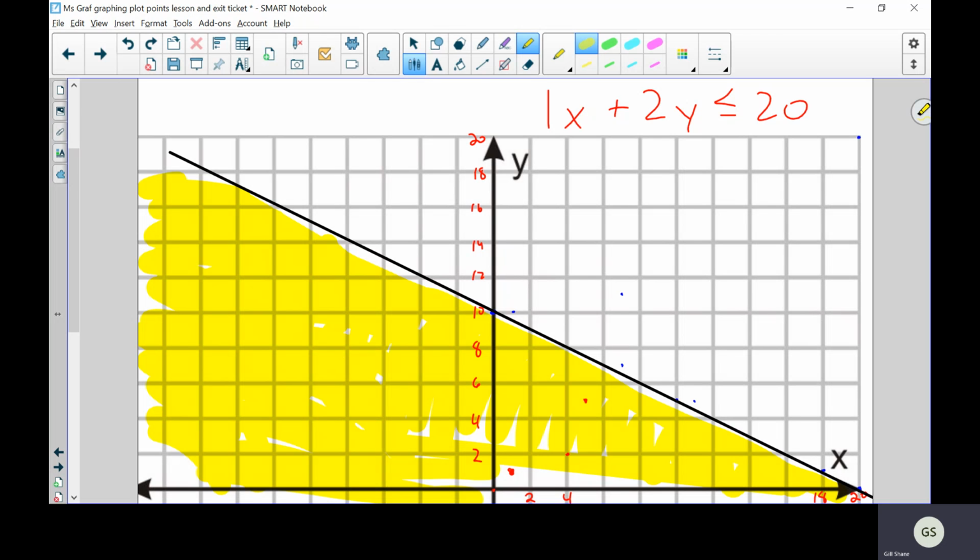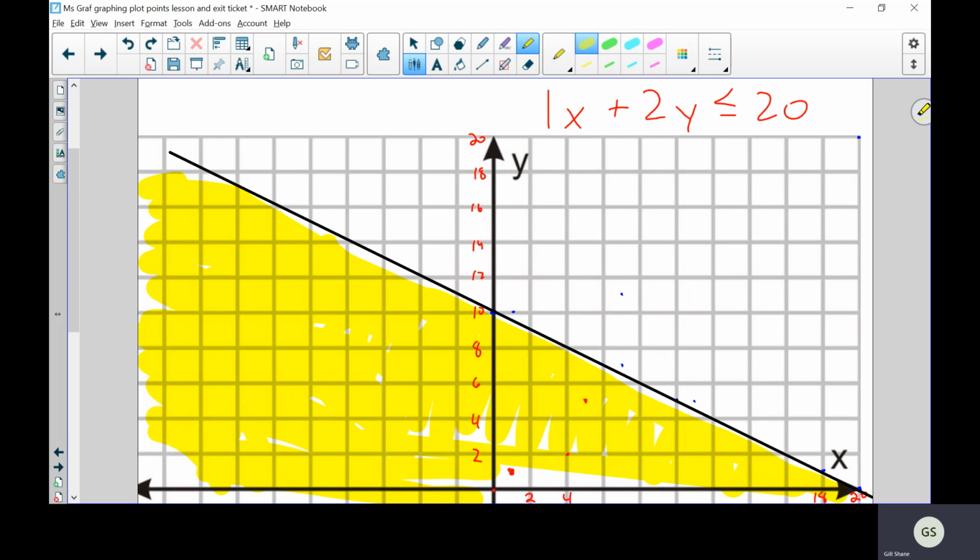The points on the line make the left side equal the right side. I don't care what the symbols are. I don't care what symbol is here. It could be greater than, it could be less than, it could be equal to, it could be greater than or equal to, less than or equal to, I mean.